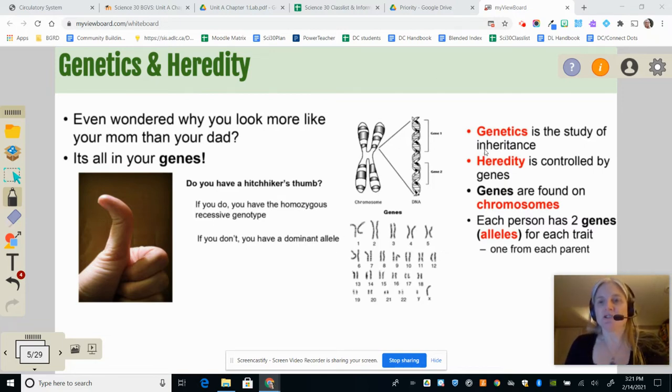So a couple terms just to review. These are from last lesson. Genetics is the study of inheritance. Heredity is controlled by genes. Genes are found on your chromosome. Each person has two genes or two alleles for each trait, one from each parent, right? And then the way that these two alleles interact will decide whether you have a hitchhiker's thumb or a non-hitchhiker's thumb.